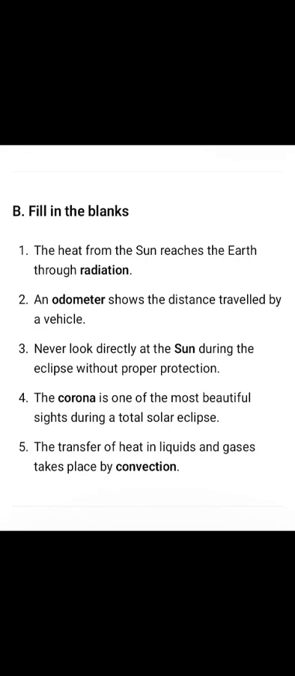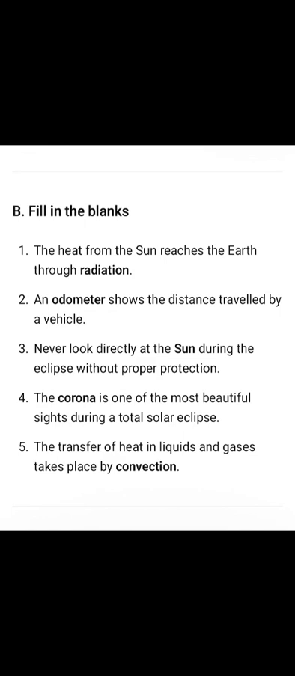Fill in the blanks. The heat from the sun reaches the earth through radiation. An odometer shows the distance traveled by a vehicle. Never look directly at the sun during the eclipse without proper protection. The corona is one of the most important sights during a total solar eclipse.